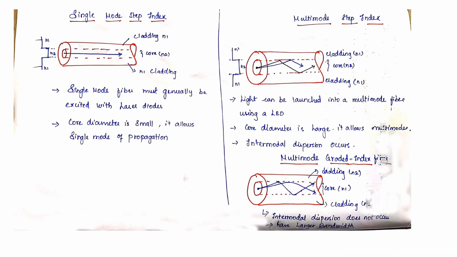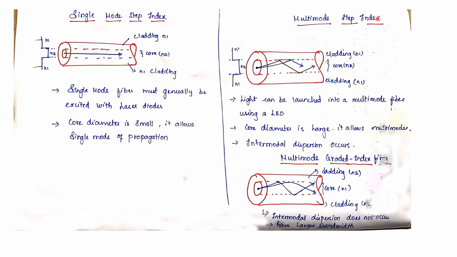The next one is single mode step index fiber. This is the diagrammatical representation of single mode step index fiber. Single mode means only one, and mode means path. So we have only one path inside the optical fiber. In the single mode step index fiber, the core diameter is very small. So it can allow only one path, right? That is called single mode step index fiber.